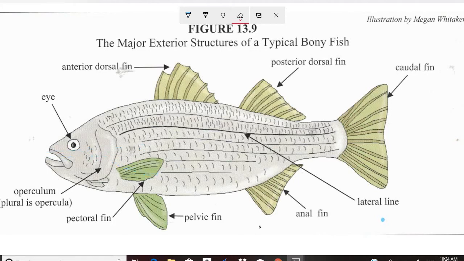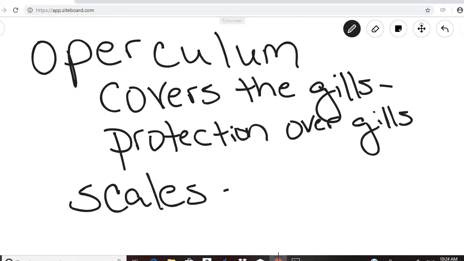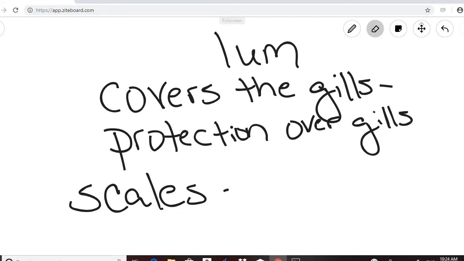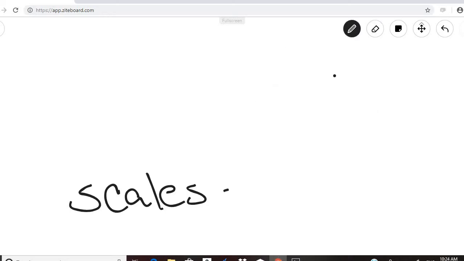These fish, their bodies are covered with scales, and we'll look at those scales when we do our dissection. Different types of fish have different scales, and those really are for protection of the organism. However, underneath the scales, they actually secrete a mucus.